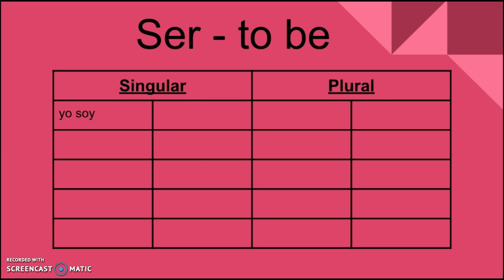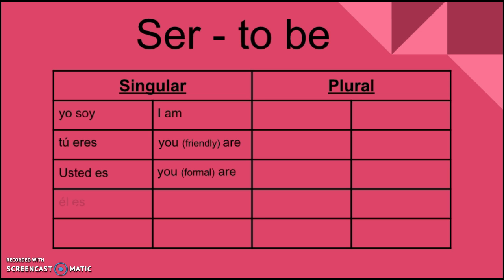The yo form of ser is yo soy, which means I am. The tú form is tú eres, which means you are. And again, this is you, one person, and it's friendly. We know each other on a first name basis. The usted form, we say usted es, which means you are, but this is if you're in a formal situation or talking to someone you don't know as well.